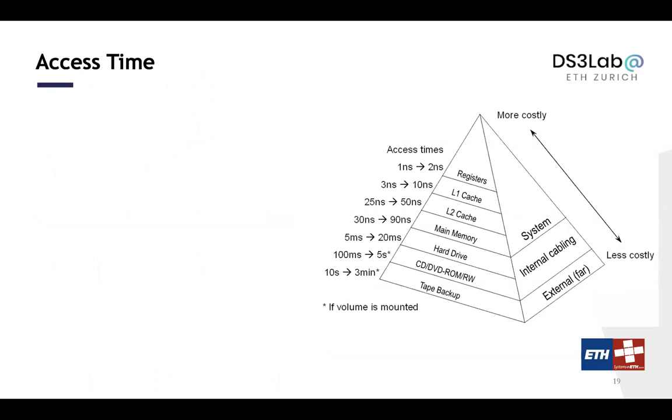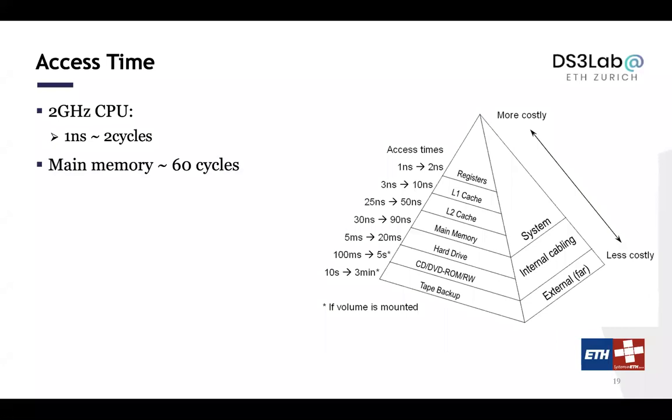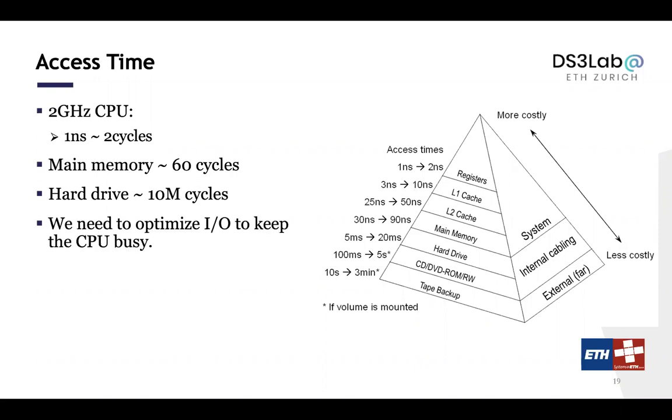So the access time is very different. We can also think about that as how many cycles we are talking about. For a normal CPU, 1 nanosecond is maybe 2 or 3 cycles. Accessing information from the main memory, the latency is usually at a scale of 50 to 100 cycles. Accessing information from the hard drive is extremely slow, millions of cycles of waiting. And this is the thing we are going to deal with.